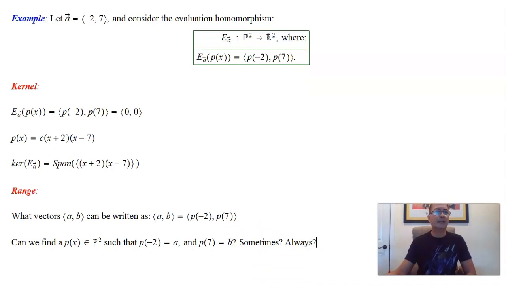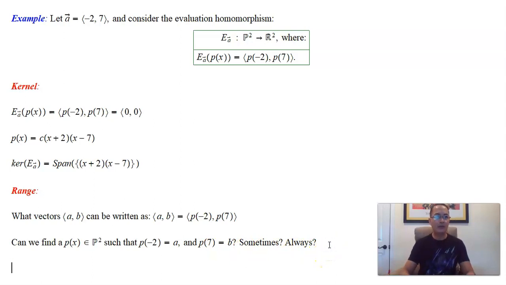Let's think about that a little bit. I'm allowed to pick any quadratic or linear function or constant function. Those are all in P2. Can I find at least one of those suspects so that when you plug in -2, you will get A, and plug in 7, you will get B? And can I only do that for certain A's and certain B's? Well, I'm only requiring a condition on 2 inputs, -2 and 7.